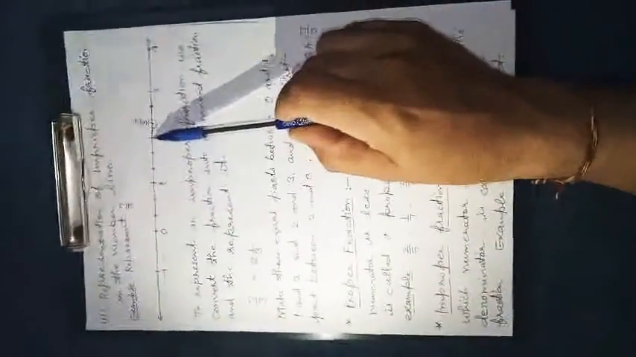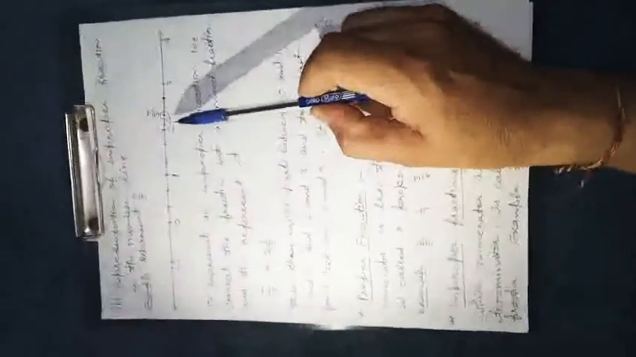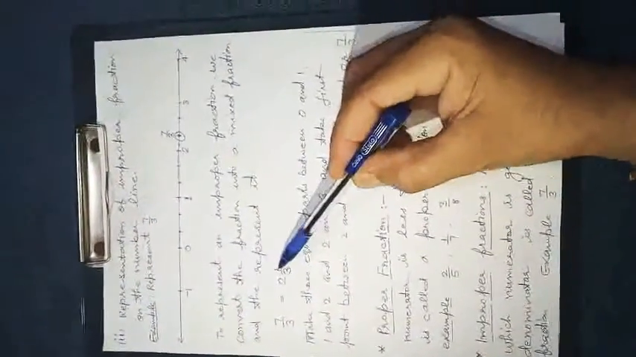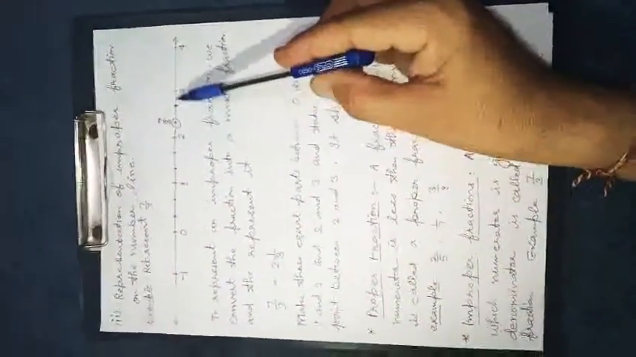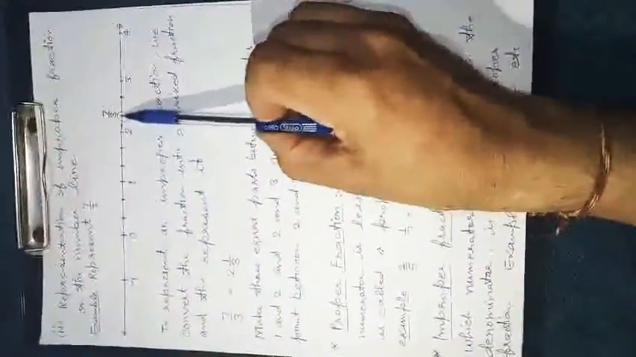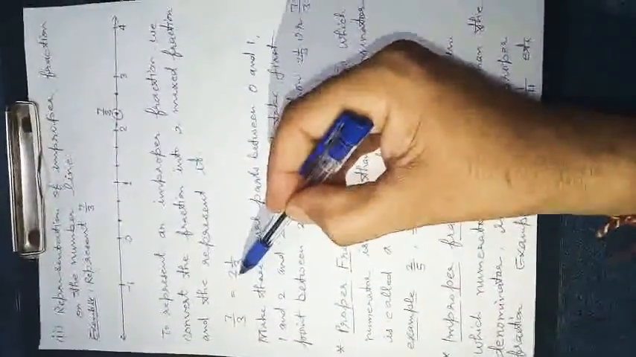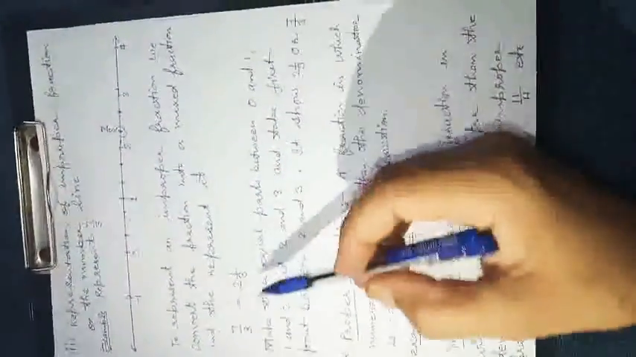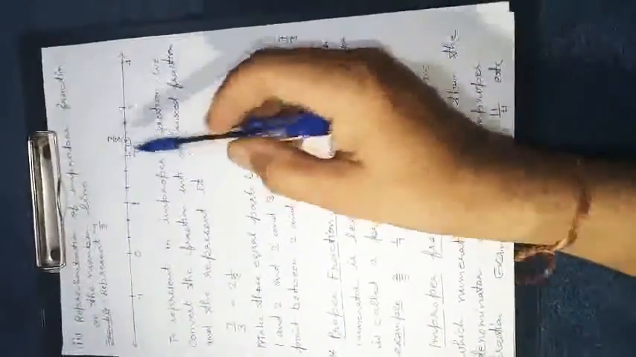We have to make 3 equal parts between 2 and 3 and then count the first part between these 3 equal parts. This is the first part after 2. So the total distance from 0 to this mark represents 1 by 3 after 2, or we can say it is 7 upon 3. You can write it as 2 1 by 3.